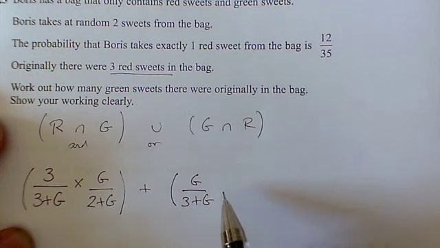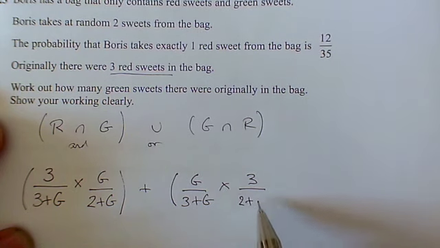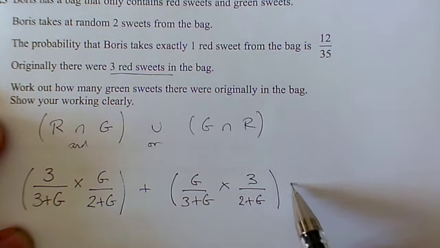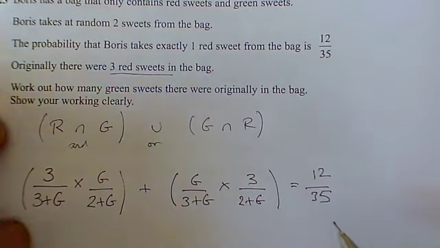times by, because now there are still 3 reds in the bag, so that's 3 out of how many sweets in the bag? It's going to be 2 plus G sweets still. Okay, so that, we've been told, equals 12 out of 35.